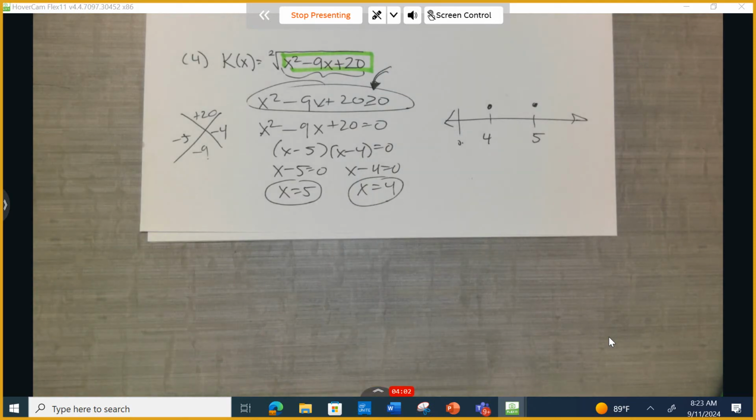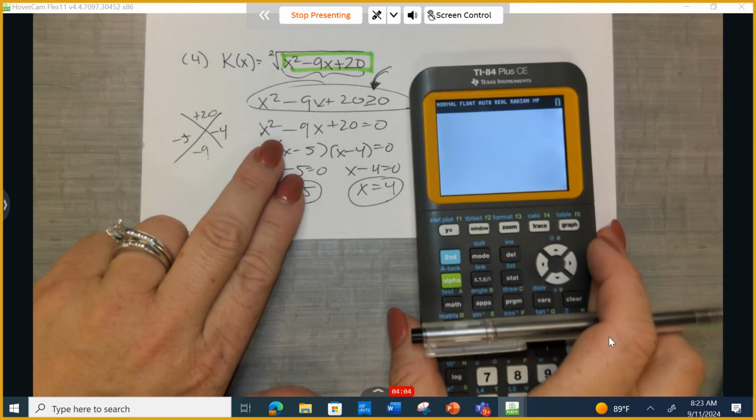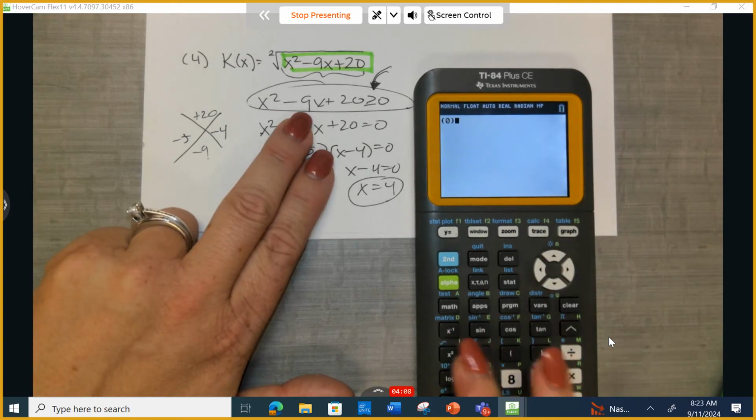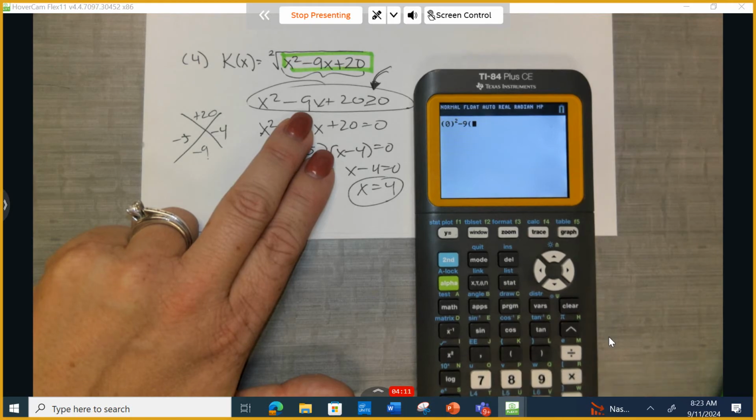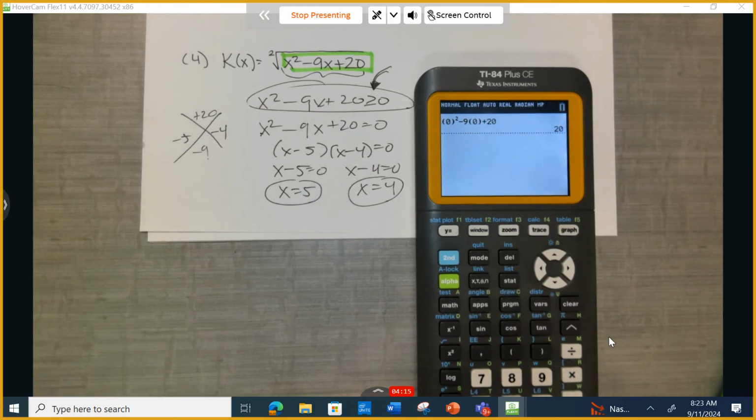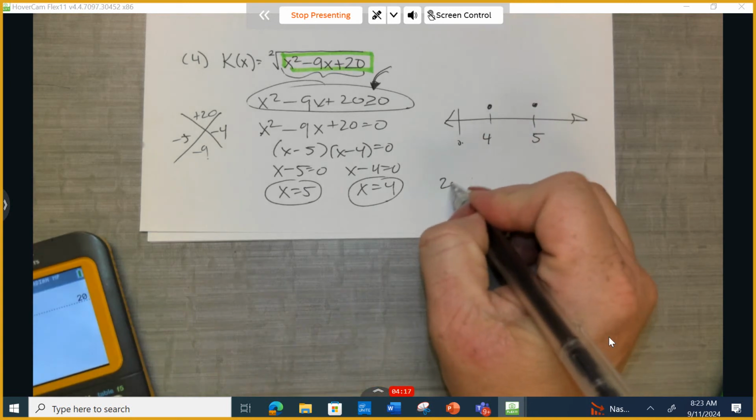Now, I would use mental math, but if you need to use a calculator, it's going to look like this: 0 squared minus 9 times 0 plus 20. This is the value I have on the left-hand side. I get a value of 20. You can definitely do mental math with that.